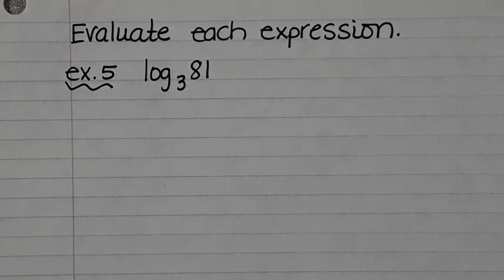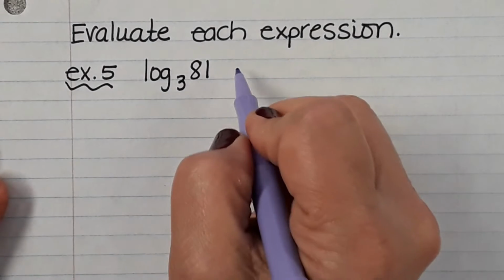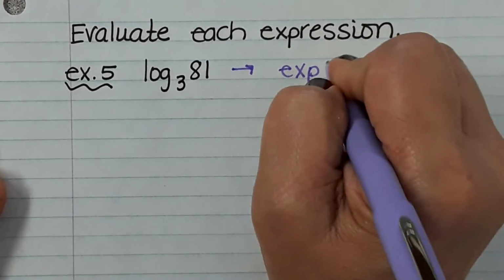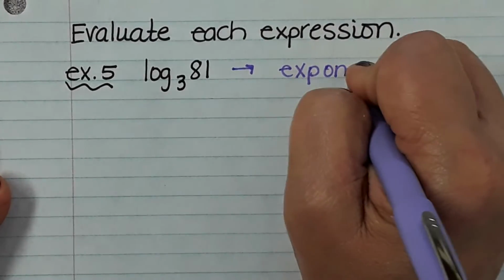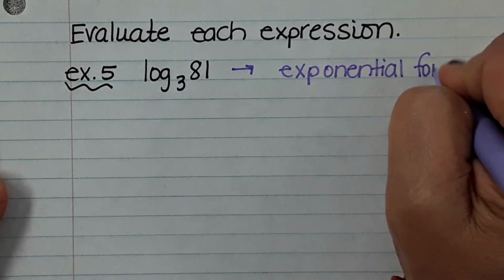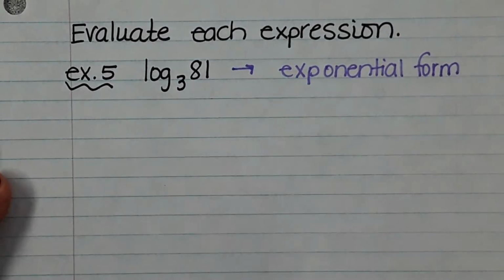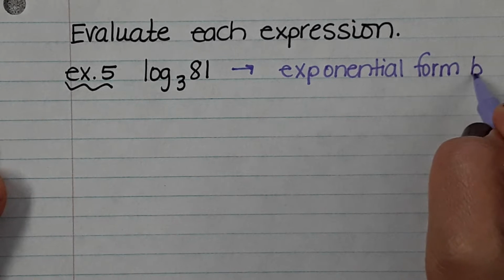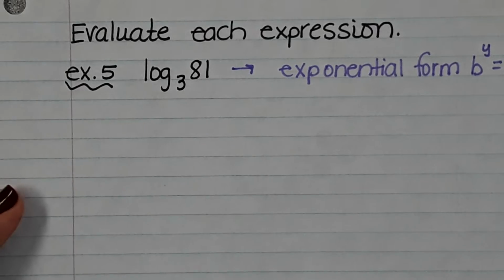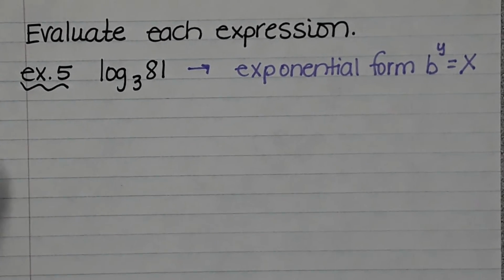It's in logarithmic form, so we have to write it in exponential form. So that's the first thing, okay? So we're going to write it in exponential form. And exponential form again is b to the y equals x. So it's always important.